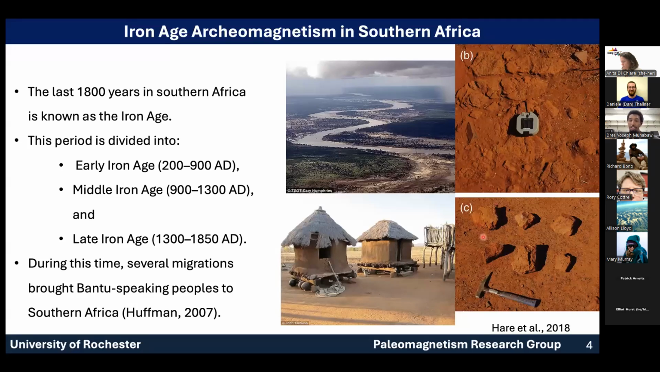We analyze these materials because we found these archaeological materials are a good recorder of the Earth's magnetic field during that time period.